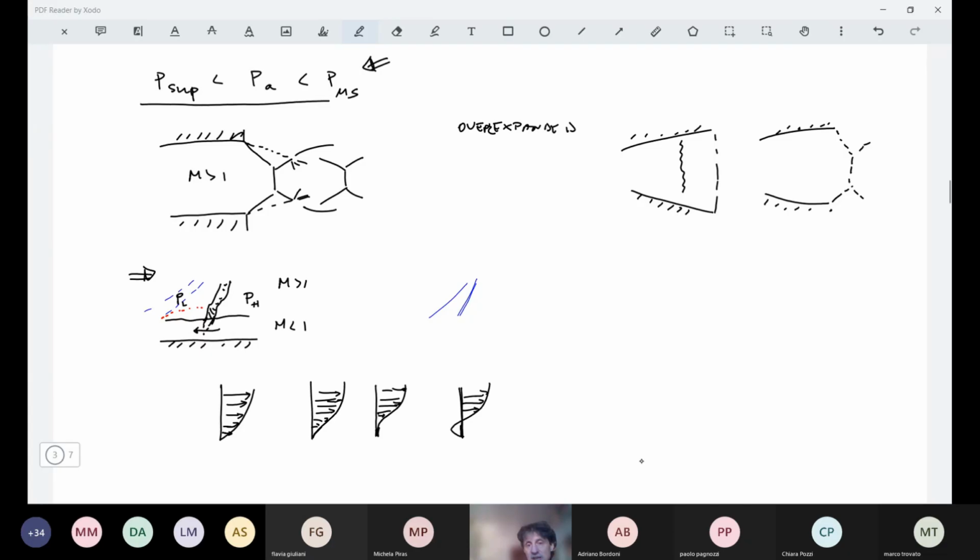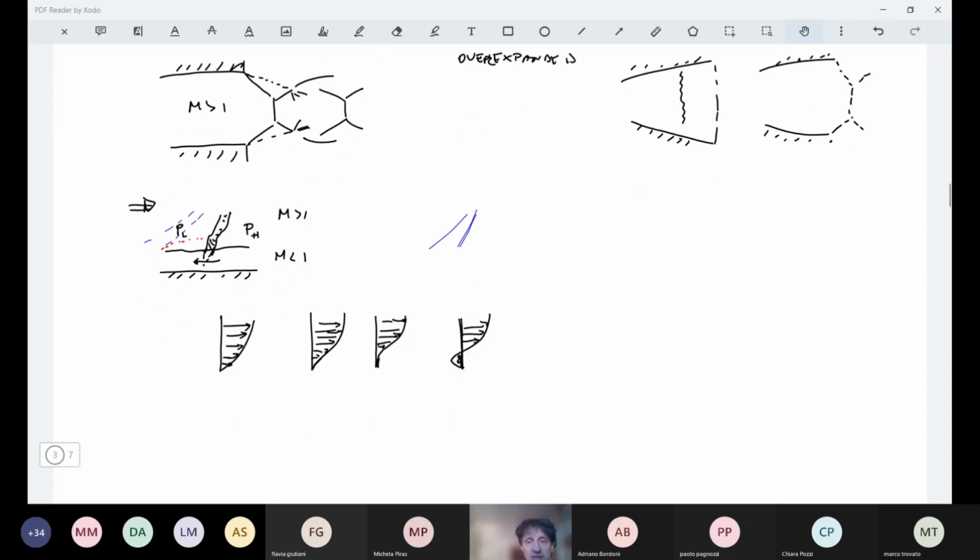We still have the main flow in this direction, but we start to have a flow in the reverse direction. This happens when we have strong pressure gradients. Here, in our case, this pressure gradient comes from the shock. And the shock, you know, is a local strong pressure gradient. Of course, this pressure gradient will also depend on the pressure difference that we have through the shock, that means the shock strength.